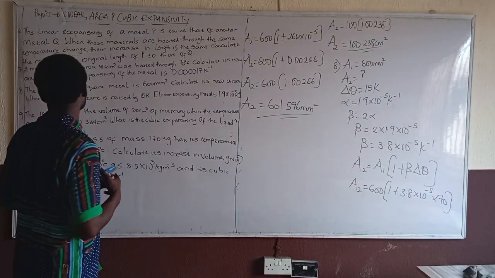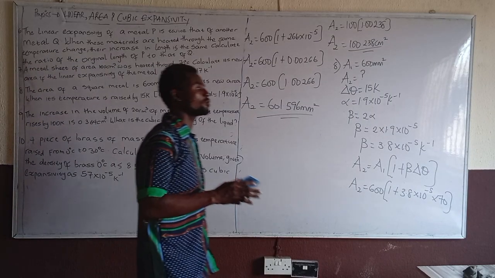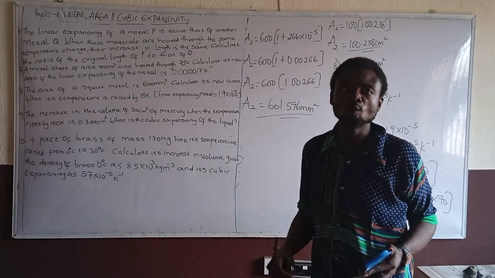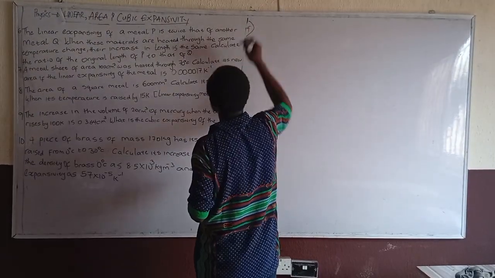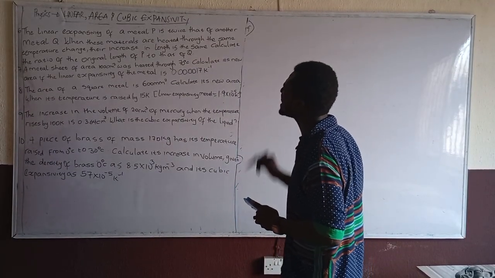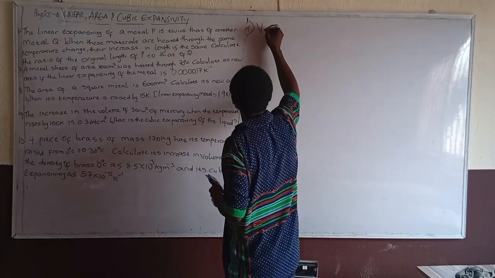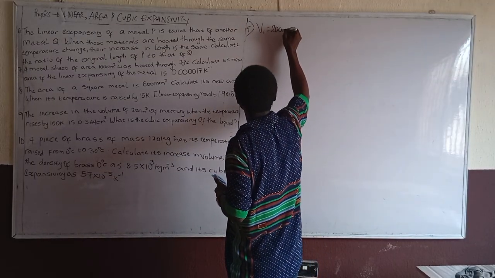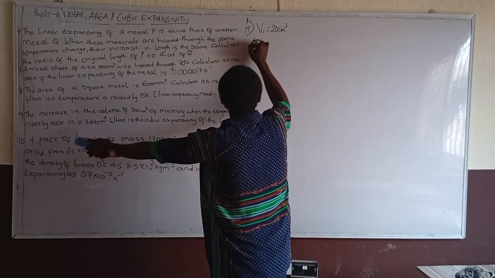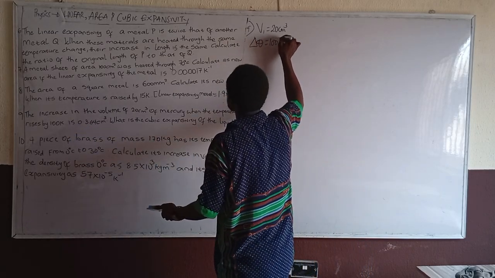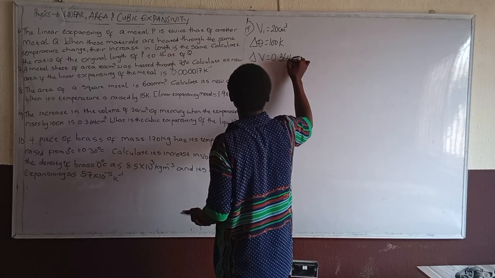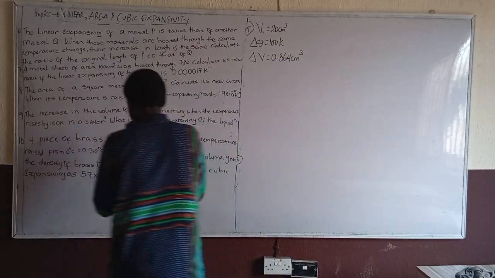So very quickly we move to number 9 and number 10. We are done with the aspect of area expansivity, so 9 and 10 is volume expansivity. The increase in the volume of 20 centimeter cube, that means V1 is 20 centimeter cube, and the increase in the volume when the temperature is raised by 100 Kelvin is 0.364 centimeter cube. So look at the question.